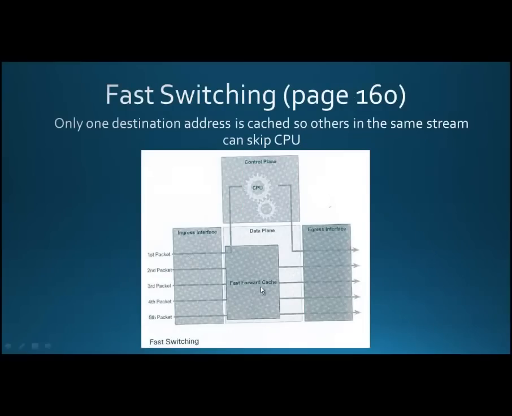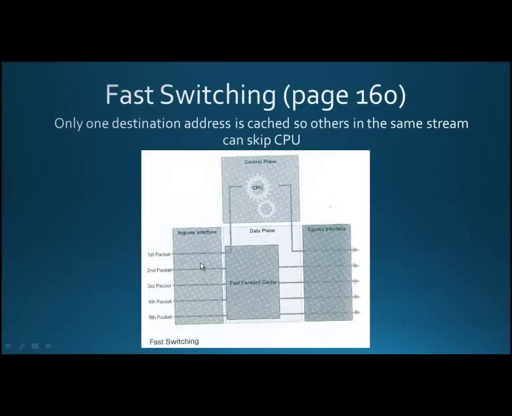Here's fast switching. So again, there's a small cache. The first packet that comes in is not for whatever destination's in the cache, so it's forwarded to the CPU. The CPU has to make a decision, then it goes out the egress port. But the second, third, fourth, fifth packets that are all going to the same destination, when they hit the cache, it now has that information, so they're forwarded out the egress port, and it skips using the CPU altogether.